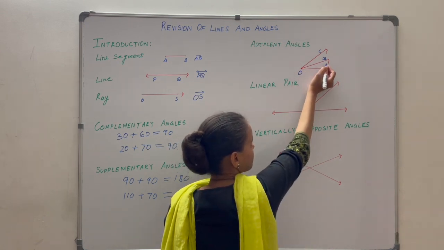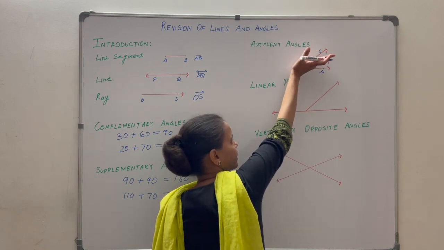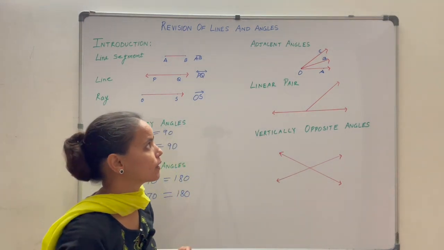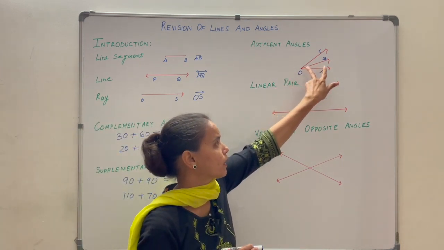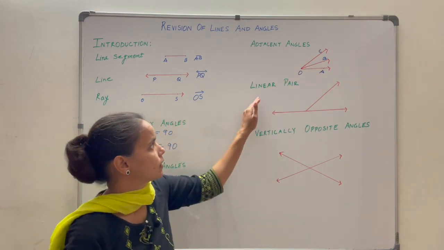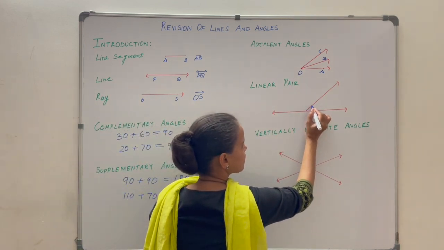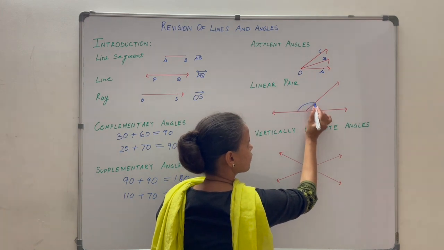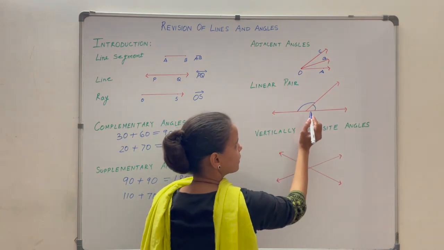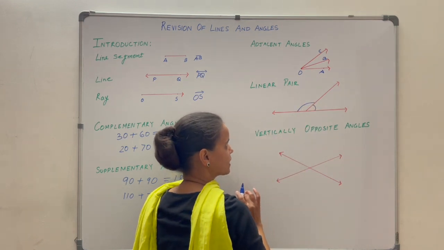They have a common arm OB and the non-common arms OC and OA. They are on either side of the common arm. So in adjacent angles, you have to take care of three conditions. They should have a common vertex, a common arm, and the non-common arms should be on either side of the common arm. Linear pair. You can see they are adjacent angles because they have a common vertex. This is the common arm and the non-common arms form a straight line. So linear pairs are the adjacent angles whose summation is equal to 180 degrees.